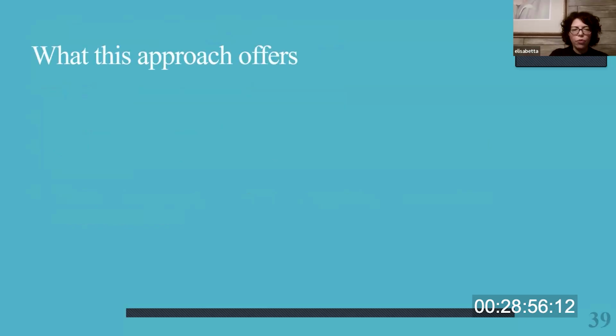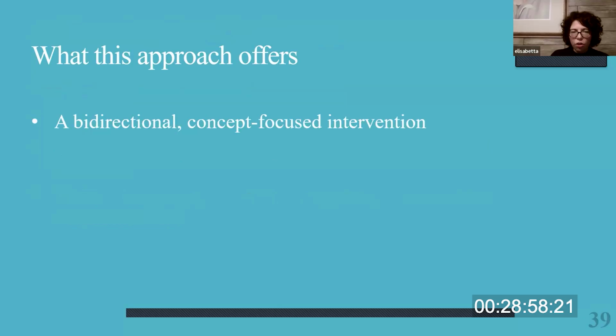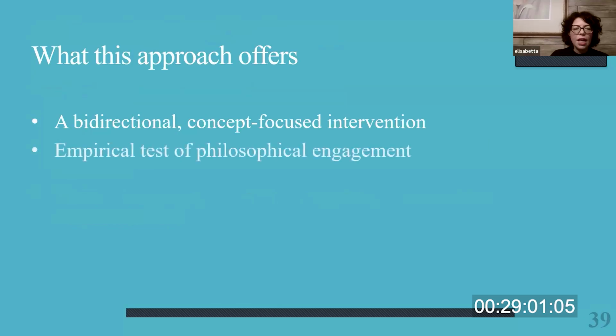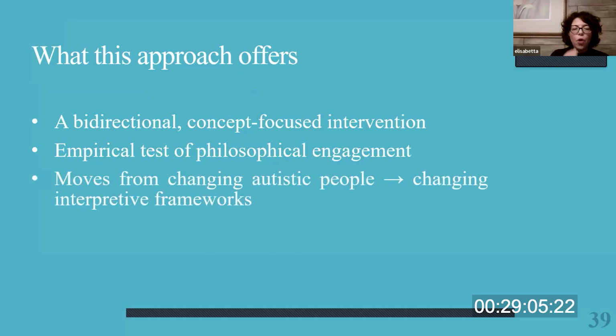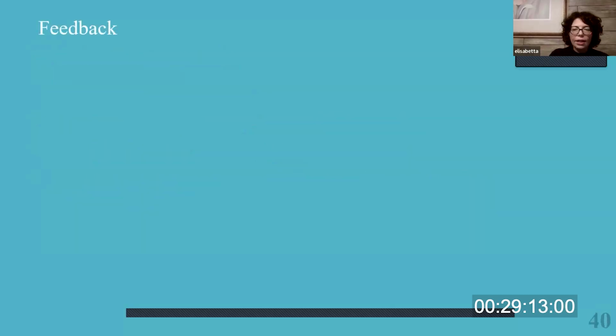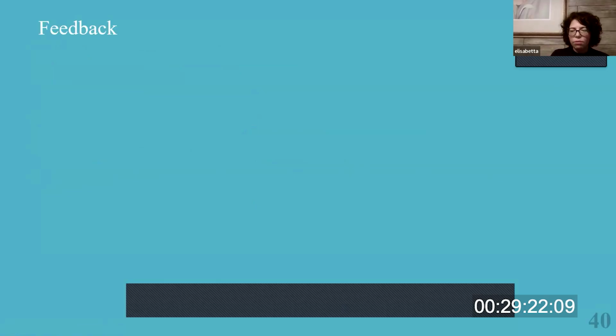What this approach offers: a bidirectional, concept-focused intervention, an empirical test of philosophical engagement, and a move from changing autistic people to changing interpretative frameworks. And this is the part about feedback. But before, I prefer to ask you if you have some questions about the project, if everything is clear.